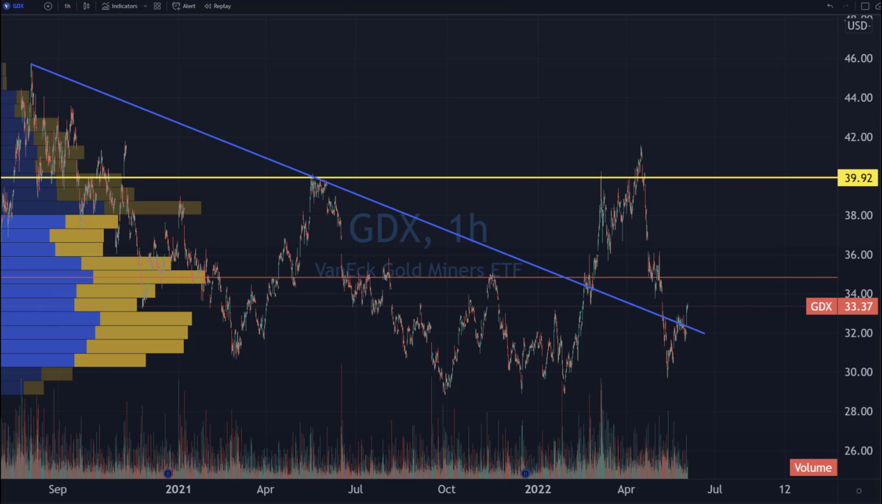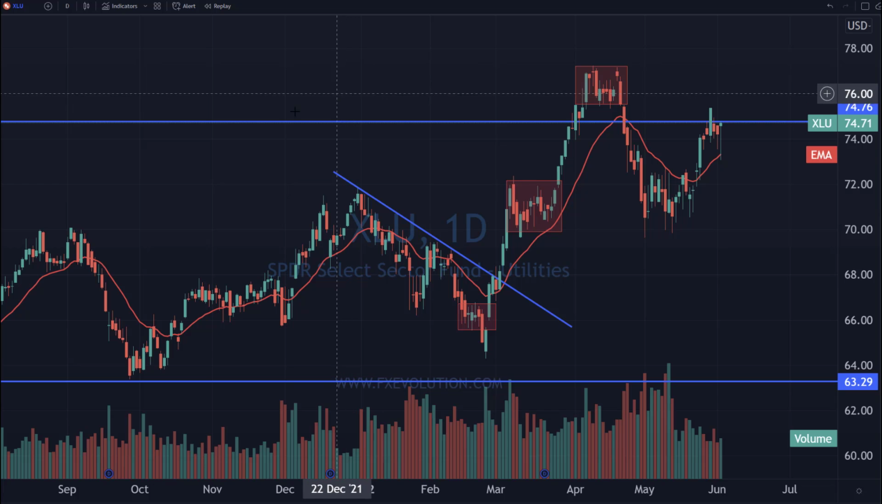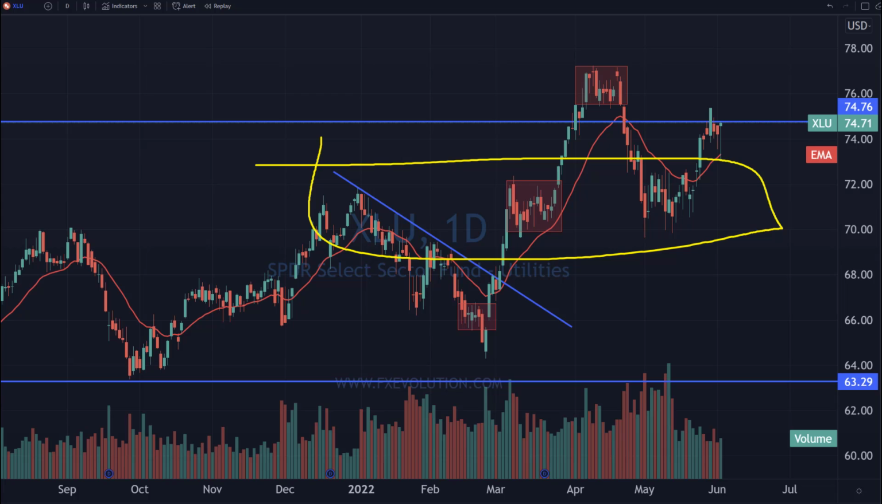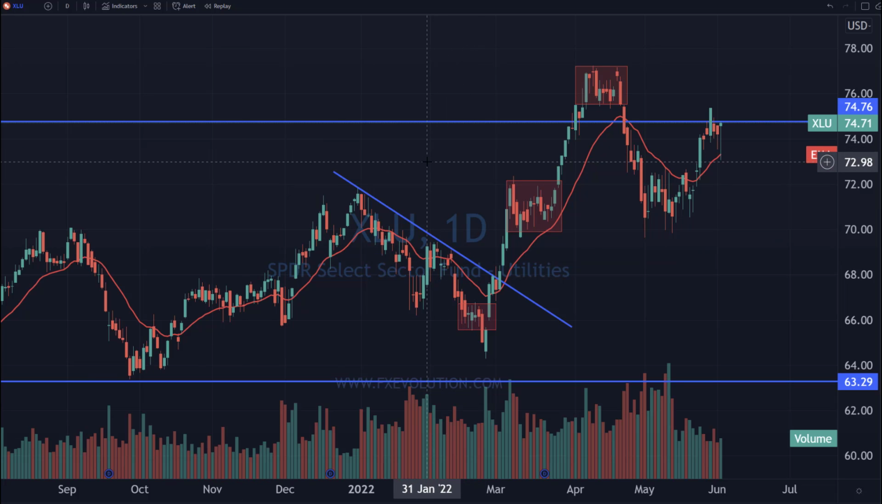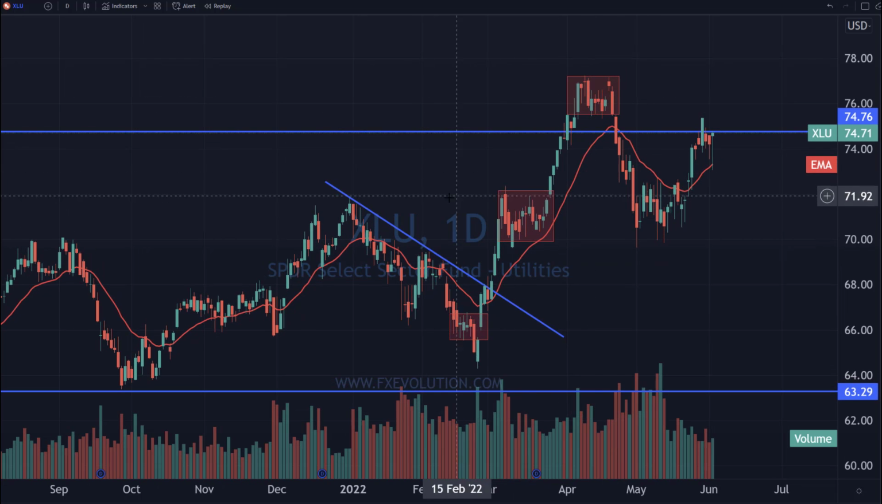But another thing that you can look at is defensives. What about utilities? Has that done well? Well, utilities has held amazingly for 2022 so far, with some really nice breakouts, some really nice trades, and of course it's just another one that you could bring into your arsenal.